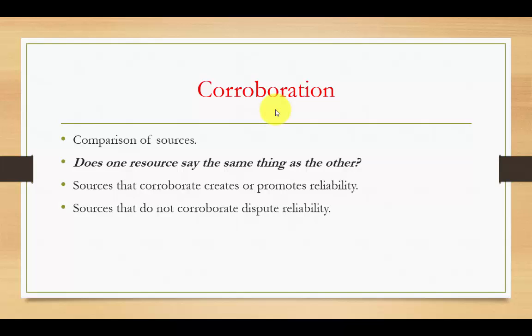If I look at 4 different sources and 3 of them say very similar information and one of them gives very different information, I would say that that 4th source does not corroborate and is less reliable than my other sources. But in order to determine reliability, one of the things we need to do is look at a variety of different sources and look for corroboration.